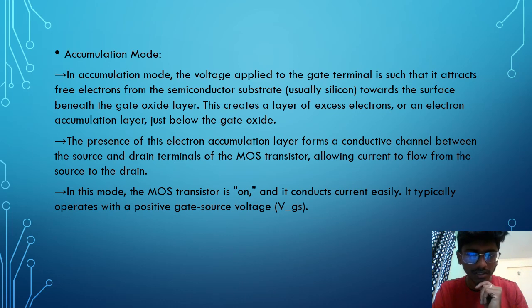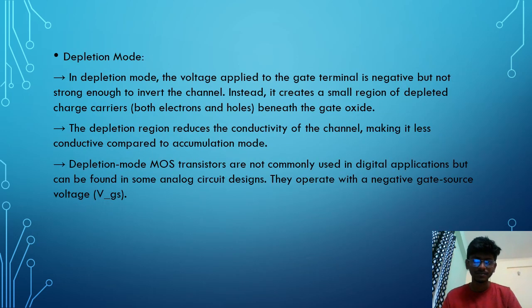In this mode, the MOS transistor is on and conducts current easily. It typically operates with a positive gate voltage VGS. Depletion mode. In depletion mode, the voltage applied to the gate terminal is negative but not strong enough to invert the channel. Instead, it creates a small region of depleted charge carriers beneath the gate. Charge carriers are both electrons and holes. The depletion region reduces the conductivity of the channel, making it less conductive compared to accumulation mode.